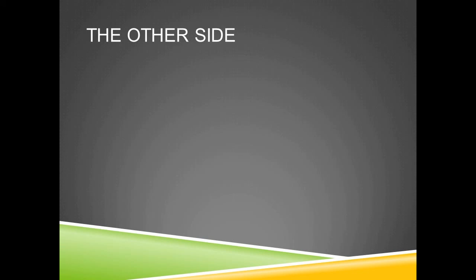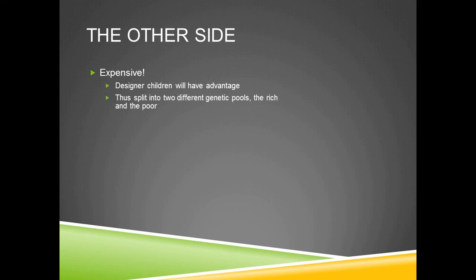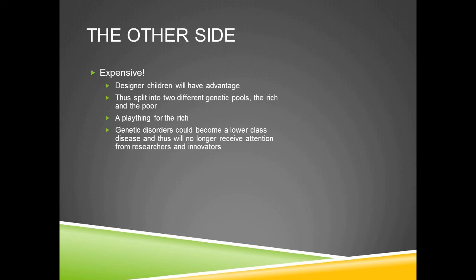Opponents of this technology argue that the expense leads to too many dangers because, on one hand, designer children will have an advantage, just like the animals that we talked about earlier. This also means that society will split into two genetic pools, one that encompasses the rich and another that encompasses everyone else. It's never going to be anything more than a plaything for the rich, so why invest precious research dollars into it? Also, because only the upper class could cure themselves of genetic disorders, these diseases could become a characteristic of the lower class only, and thus will no longer receive attention from researchers and innovators.